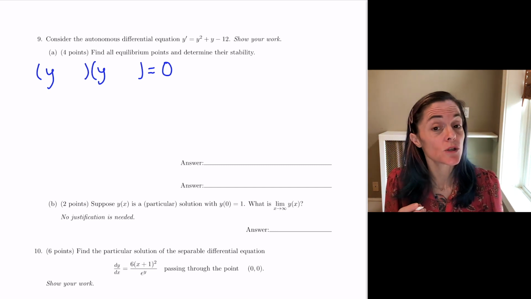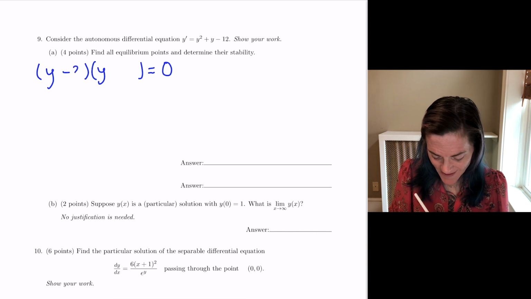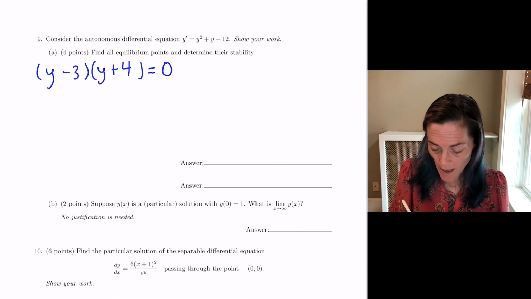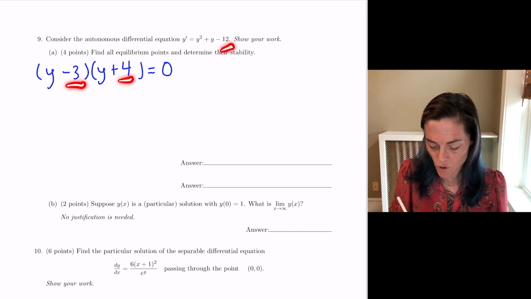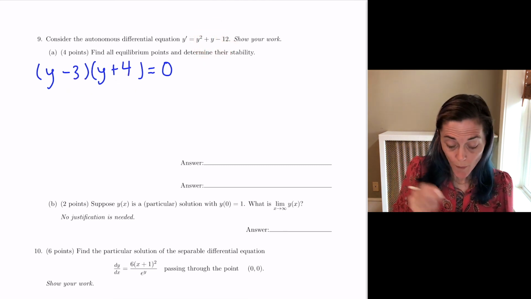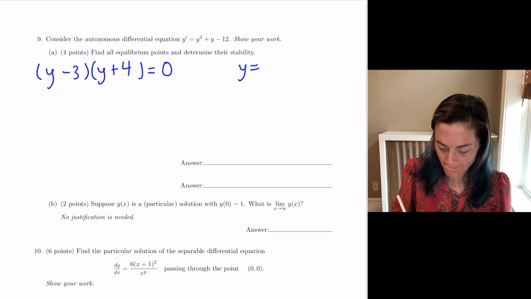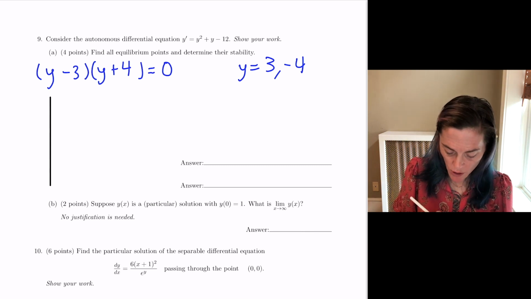This factors into y minus 3 times y plus 4. Let's check. Multiply, we get negative 12, and then we add, we get the positive 1. Very nice. So my equilibrium points are y equals 3 and negative 4. Now I'm going to draw a little picture.